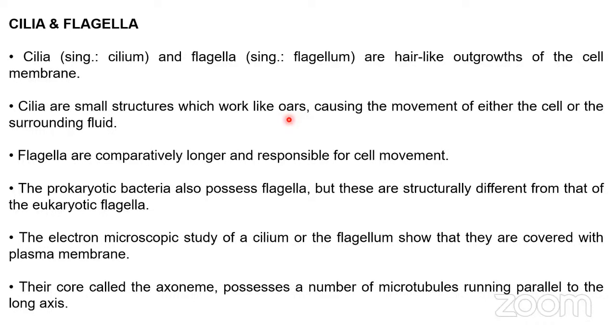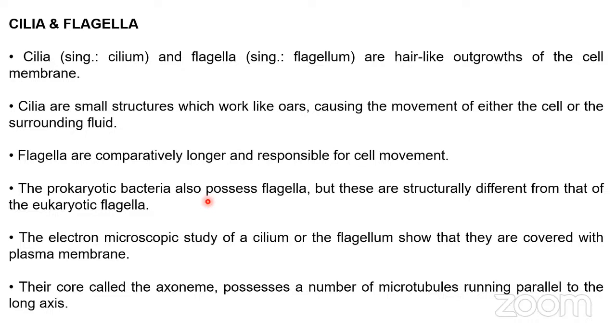So cilia basically work like when we row a boat and we use the oars. Therefore, they help in providing the thrust to allow the movement of the cell, while flagella is the one that acts as a motor for the movement of the cell. So flagella are comparatively longer. They are relatively less in number as compared to the cilia. And the prokaryotic bacteria also possess flagella, but these are structurally different from that of the eukaryotic flagella.